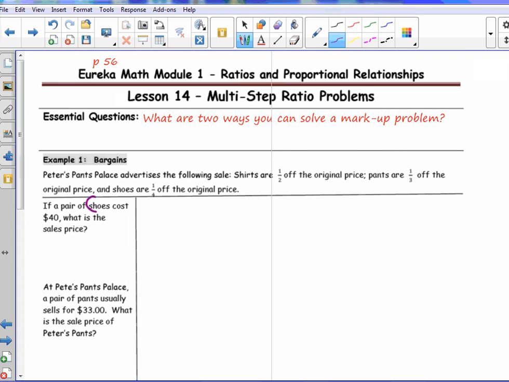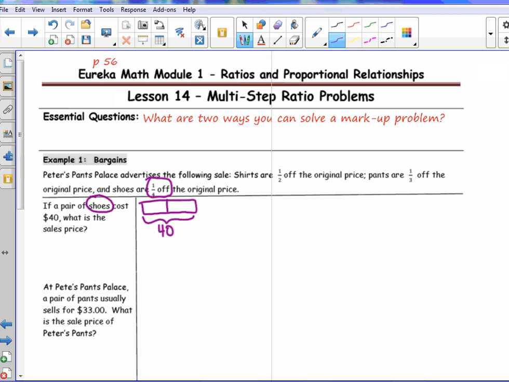So we're taking a look at the shoes, and we know that they are a fourth off the original price. We're going to solve this in three different ways. The first way, we're going to use a tape diagram. So I'm going to make a rectangle to represent the total cost of the shoes, and that is $40. We are going to save 1/4, so we're going to split our tape diagram into fourths.